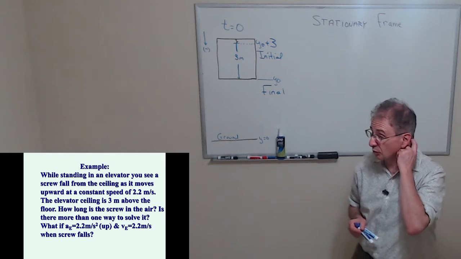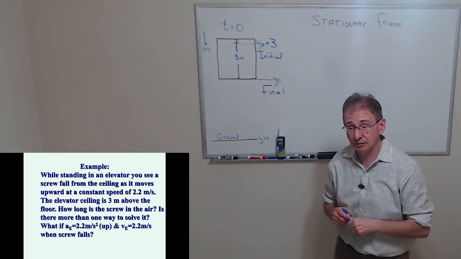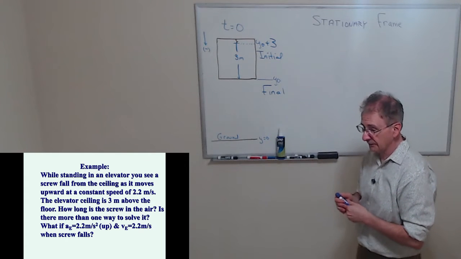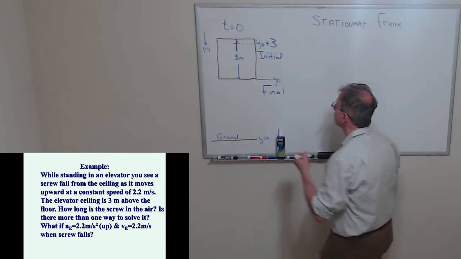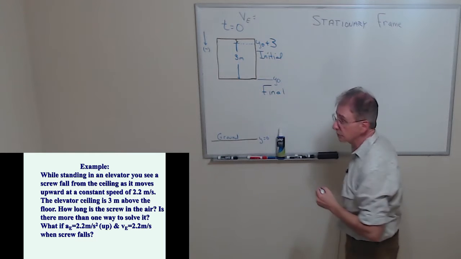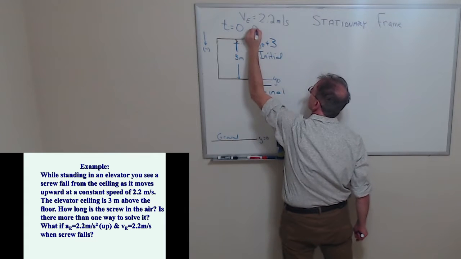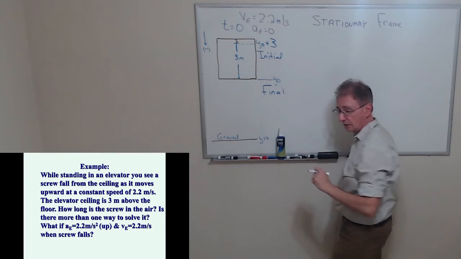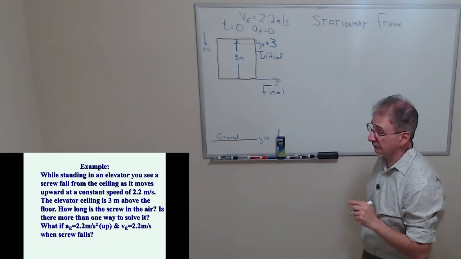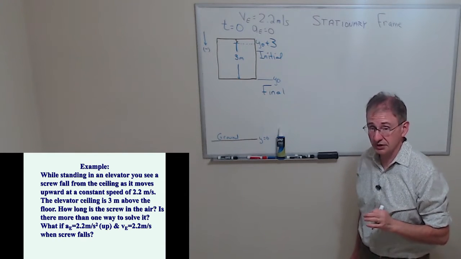And the question is, is there more than one way to solve it? So I'm going to solve this problem one way, and I'll make another video solving the problem the other way. In this first part, I'm going to assume that the elevator is moving up at 2.2 meters per second, and I'm going to assume the acceleration of the elevator is 0 for this part. In one of my other videos, I'm going to have the elevator accelerate while it's going up at 2.2 meters per second.